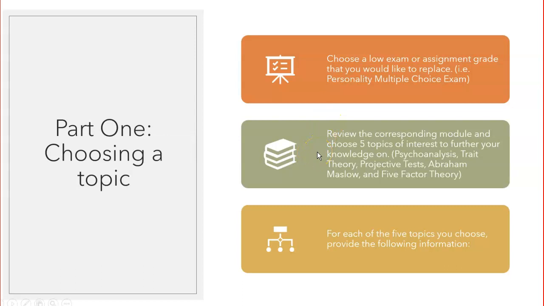So with our example of the personality multiple choice exam, I went through the module and I'm interested in psychoanalysis, trait theory, projective test, Abraham Maslow, and the 5-factor theory. So those are my 5 topics. I would go ahead and write those down. Whatever your topics are, write them down. So that's going to steer your project. And then for each of those 5 topics, you will provide the following information.